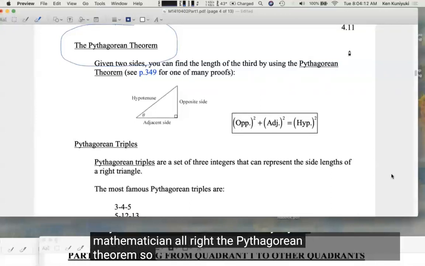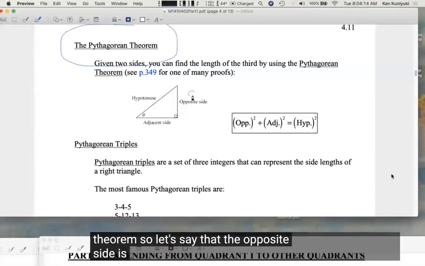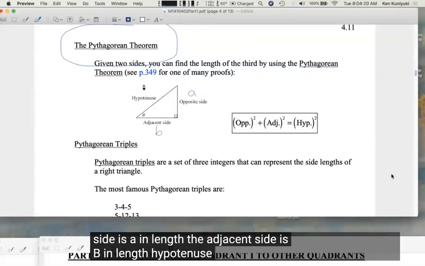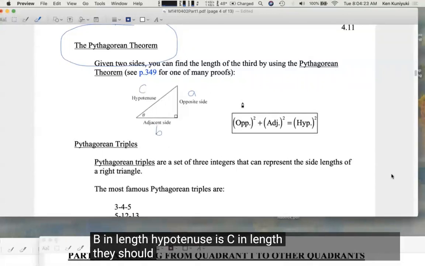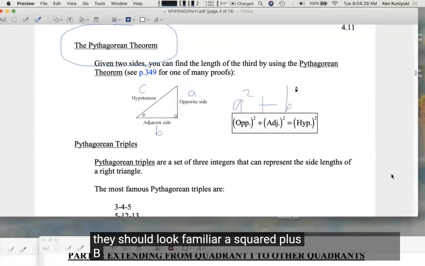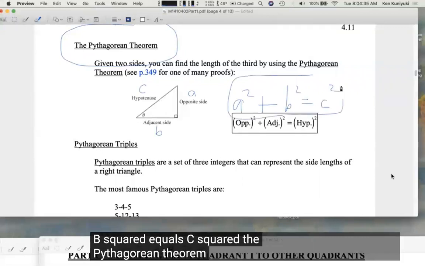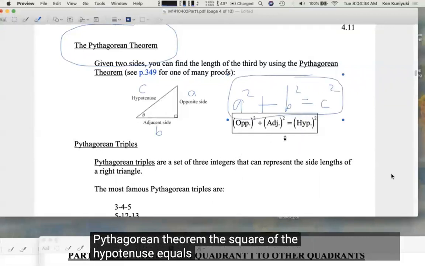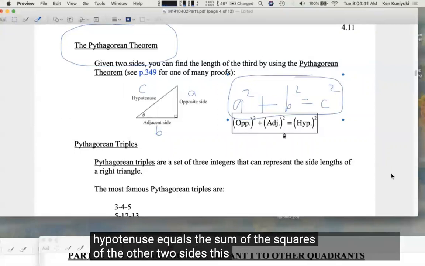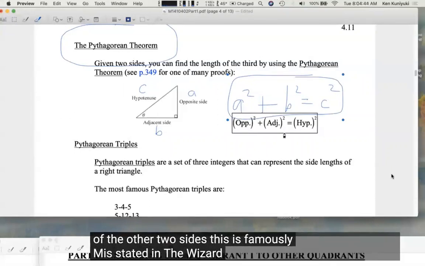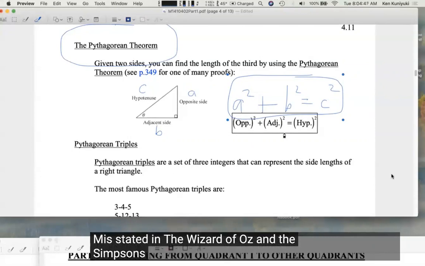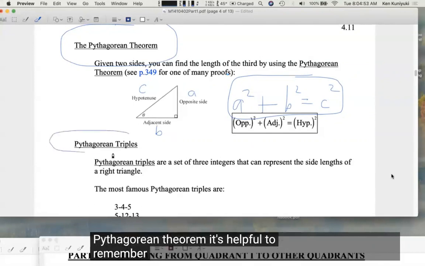All right, the Pythagorean Theorem. So let's say that the opposite side is A in length, the adjacent side is B in length, the hypotenuse is C in length. This should look familiar. A squared plus B squared equals C squared, the Pythagorean Theorem. The square of the hypotenuse equals the sum of the squares of the other two sides. This is famously misstated in The Wizard of Oz and The Simpsons. Okay. Now, when you apply the Pythagorean Theorem, it's helpful to remember the Pythagorean triples.